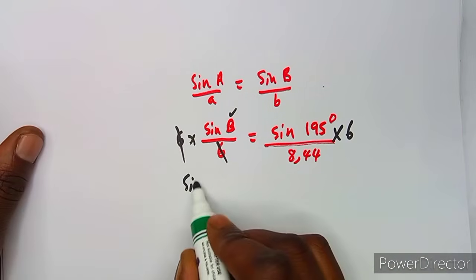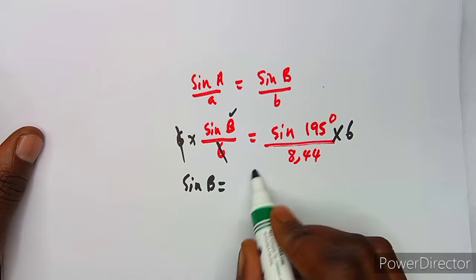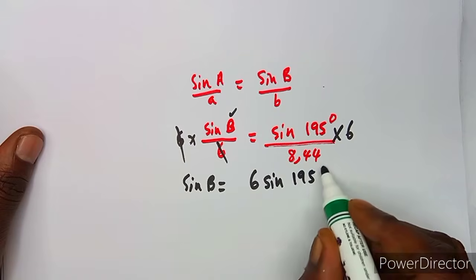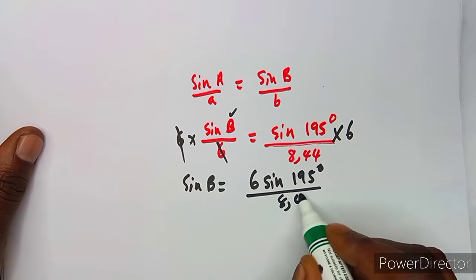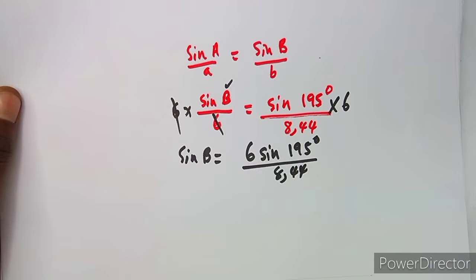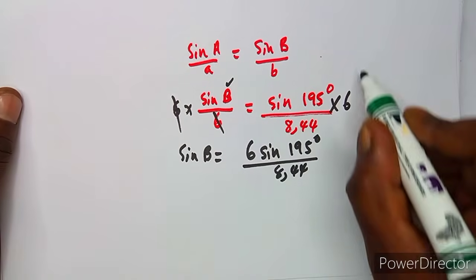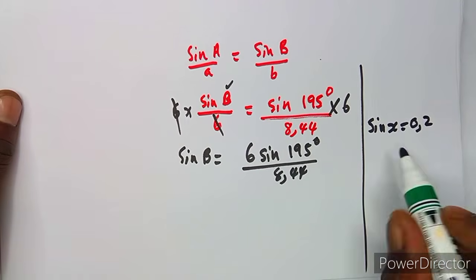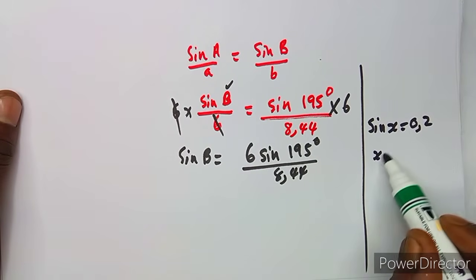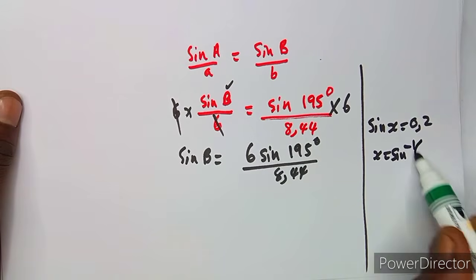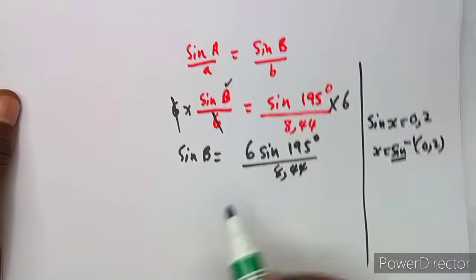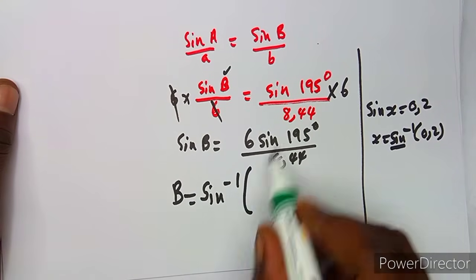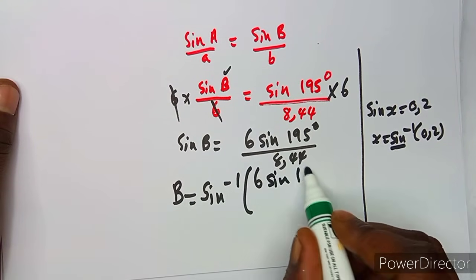So which means we are going to be left with sine B equivalent to 6 times sine 195 degrees over 8,44. That's what you're going to have. And from your mathematics, guys, we know that if you are given maybe sine x is equal to 0,2, to find x, you're just going to use arc sine 0,2, which is shift sine. So that's B is going to be arc sine of this value, 6 sine 195.